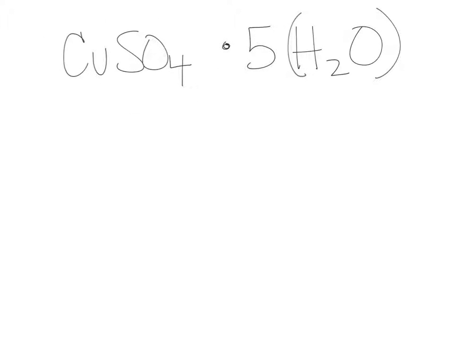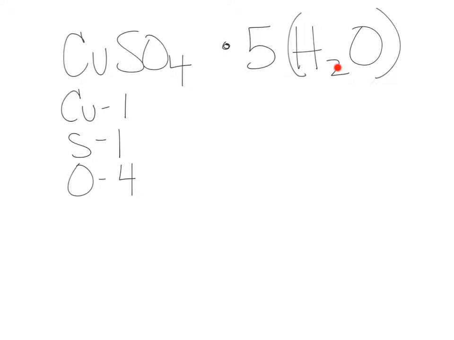So now when we count our atoms, we have 1 copper atom. When there's no subscript, it's 1. Same thing with sulfur. And then on this side, there's oxygen, but there's oxygen over here as well. So I'm going to write what we have for now, and then I'm just going to add to it in a second. So over here, we have 5 waters.